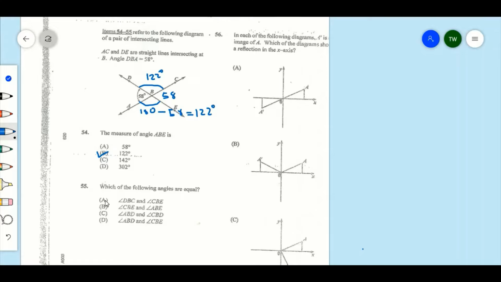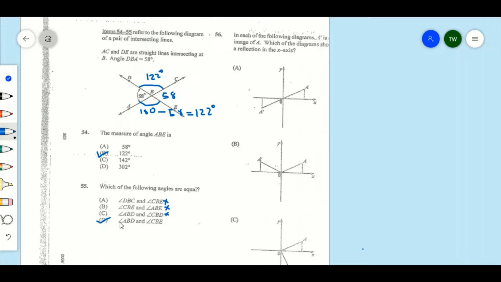So let's look at the options. Option A, angle DBC and angle CBE. No, this is incorrect. For option B, angle CBE and angle ABE. No, this option is incorrect as well. Option C, angle ABD and angle CBD. No, this option is incorrect as well. So our answer is going to be D.